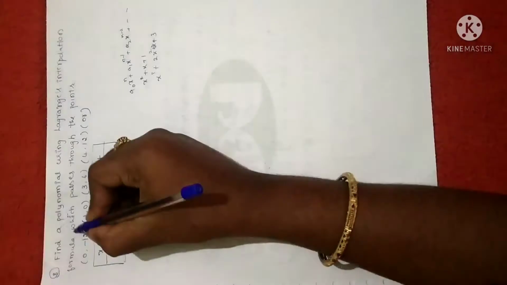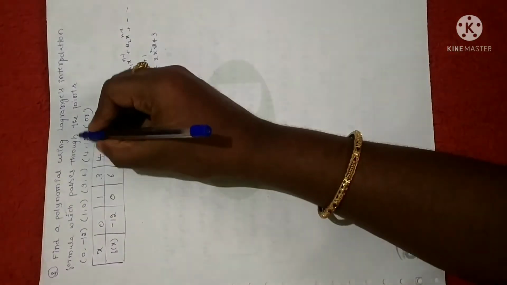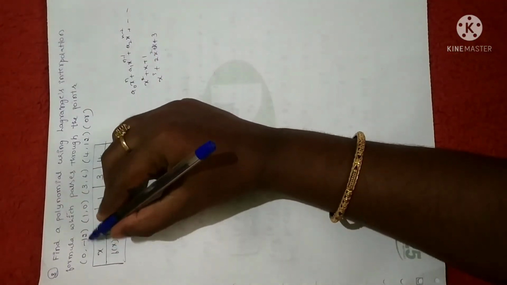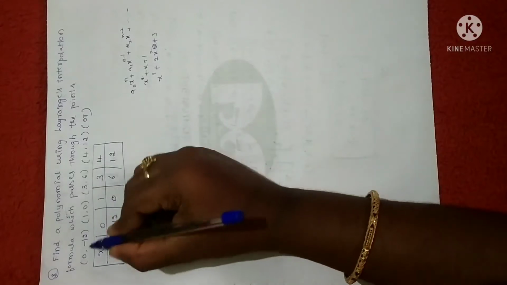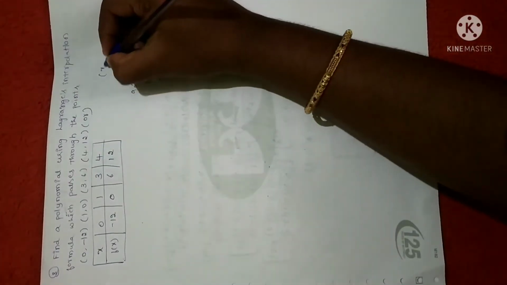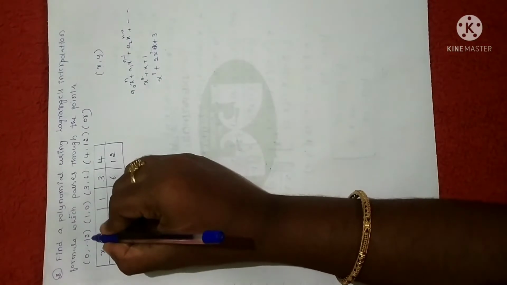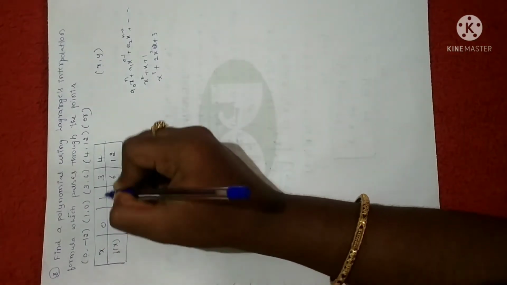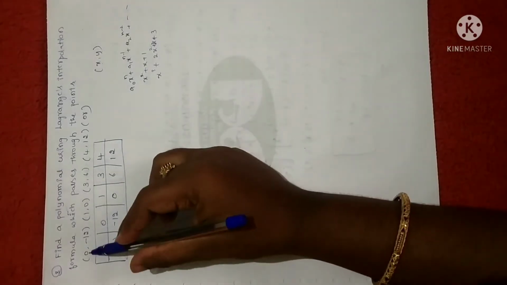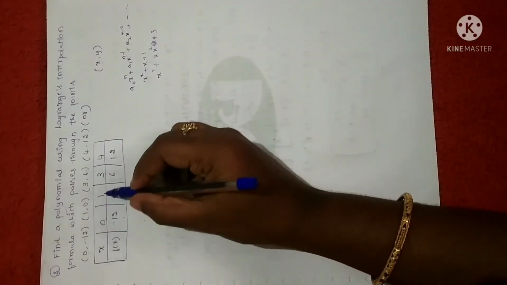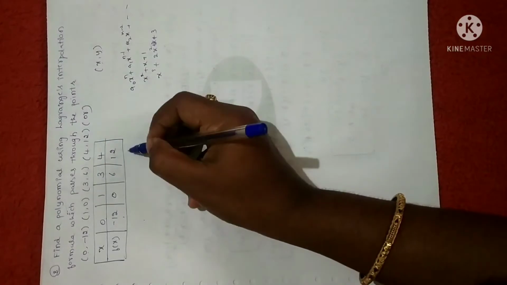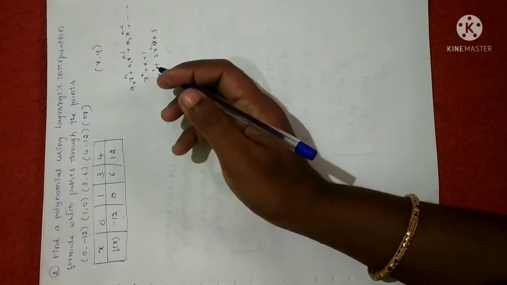Now the polynomial which passes through the points. Here points are given. Now it is 0 comma minus 12. Here always I have told you a coordinate point is represented by x comma y. So the first coordinate will be the x value and the second coordinate will be the y value, and that is what they have written in the table also. So here 0, minus 12; 1, 0; 3, 6; 4, 12. So we need to find the polynomial.